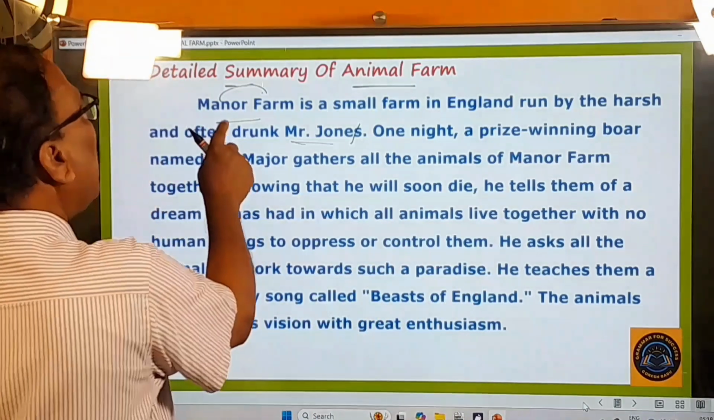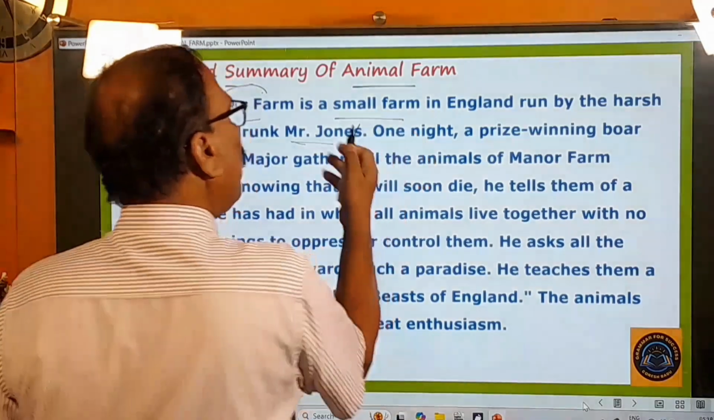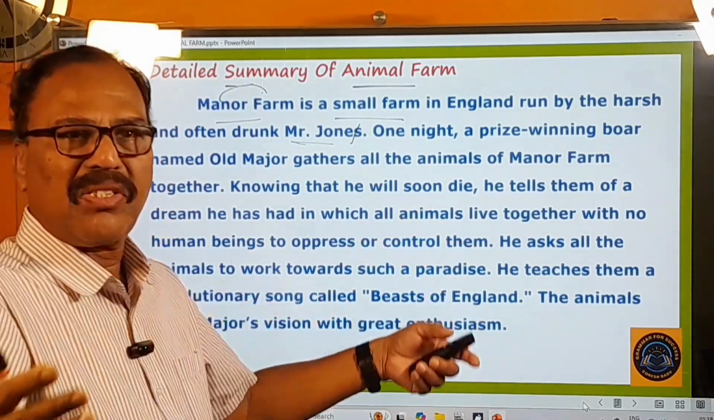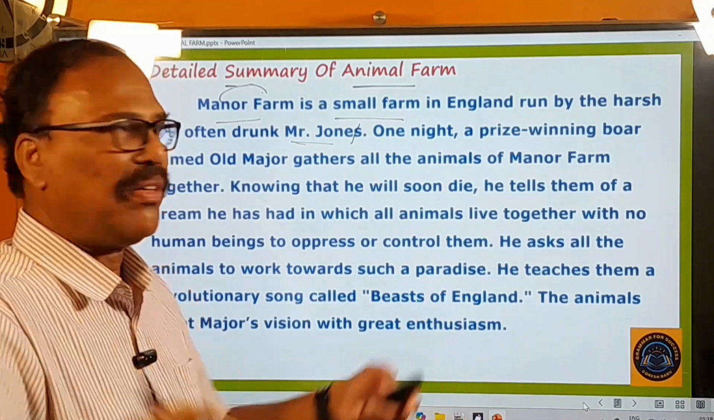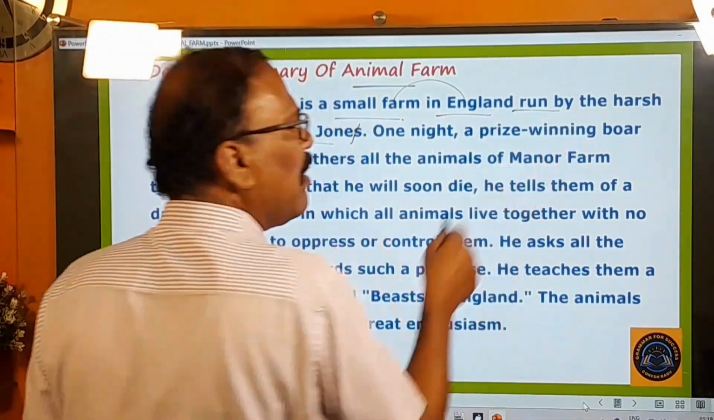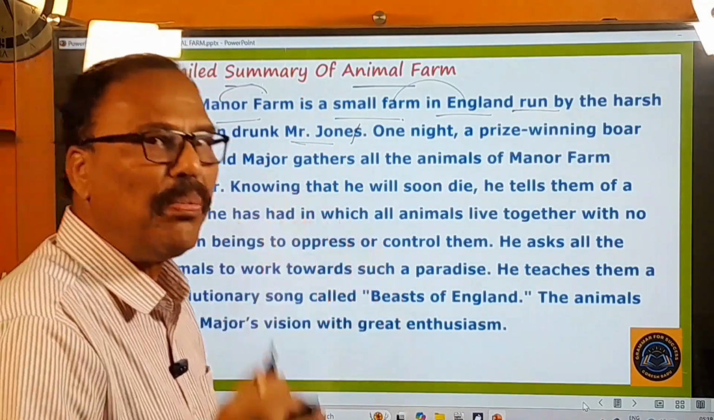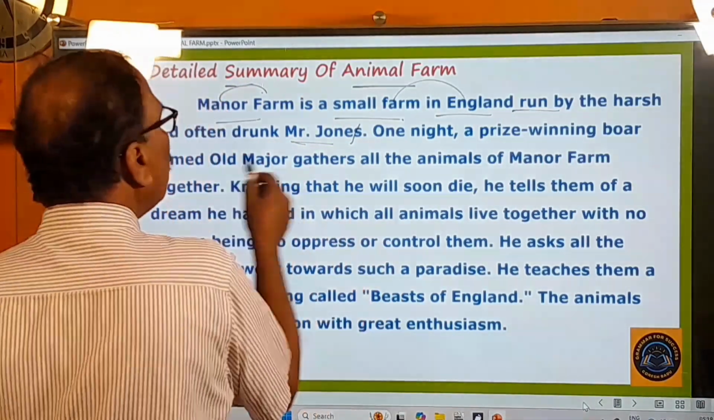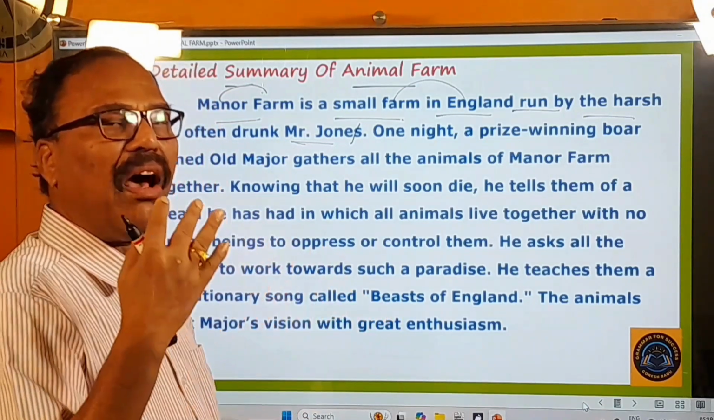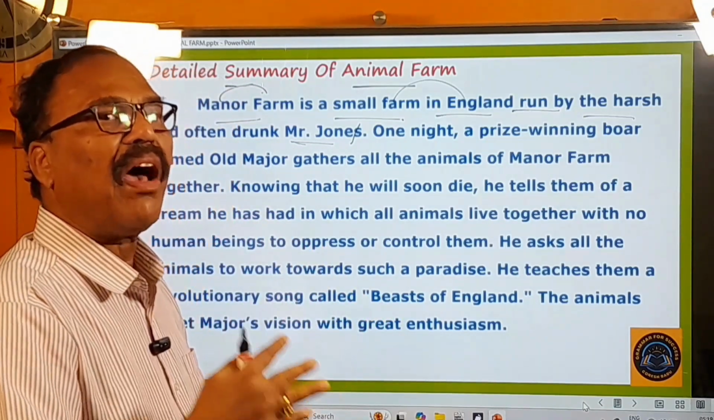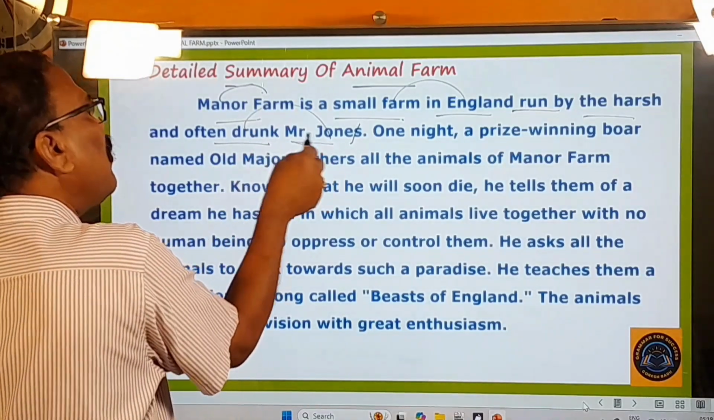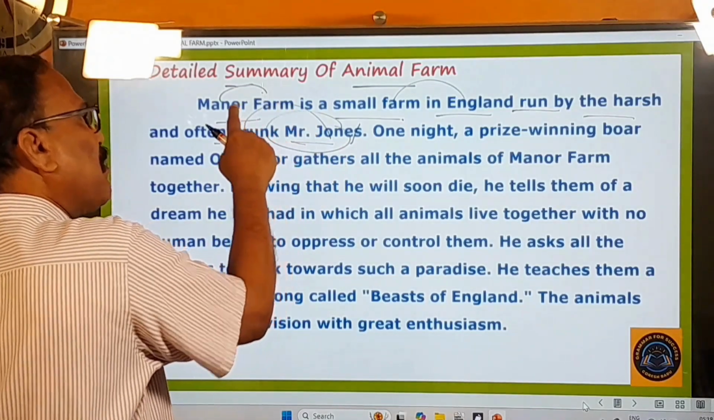So here, Manor Farm is a small farm. Of course, it is small in size. Generally, it will be big or small in size. So it's a small farm. Where is this Manor Farm? It is in England. Run by means here it is owned by the harsh, very cruel, very unkind, often very unfair, and often drunk Mr. Jones. So this Jones is the owner of this Manor Farm.